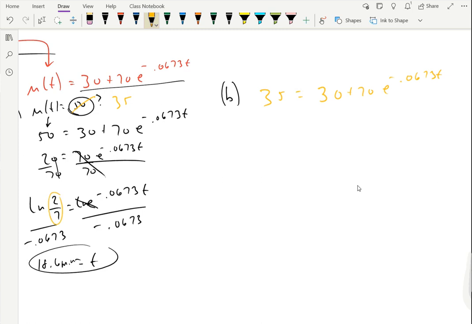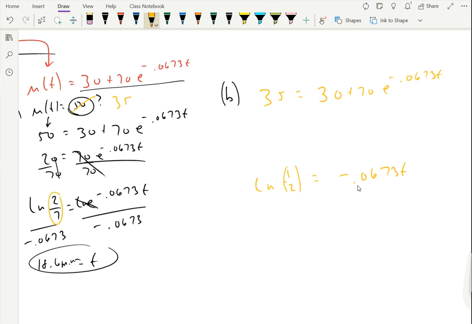So all of these numbers are going to end up being the same, except down here at the end, this 2/7 is going to be 35 over 70. So 35 over 70, okay, is a half. So natural log of a half is going to equal, see, e to the negative, actually, we can go ahead and get rid of that. Natural log and e is going to cancel out, negative 0.0673t. So we could divide both sides.